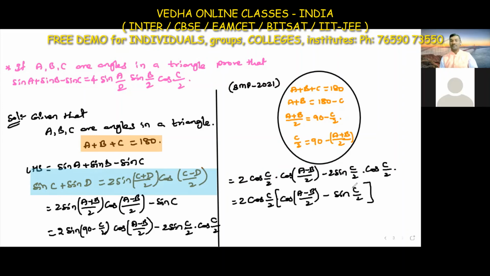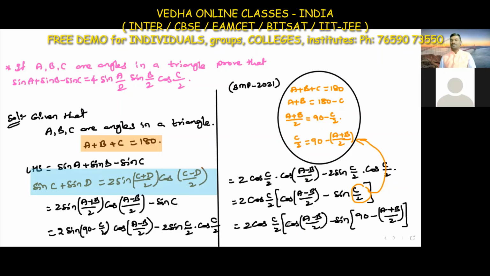Now again convert this C by 2 in terms of A and B. So what can we write for C by 2? 90 minus (A plus B) by 2. So this is equal to 2 into cos C by 2 into cos of (A minus B) by 2 minus sine of C by 2, where C by 2 is 90 minus (A plus B) by 2.